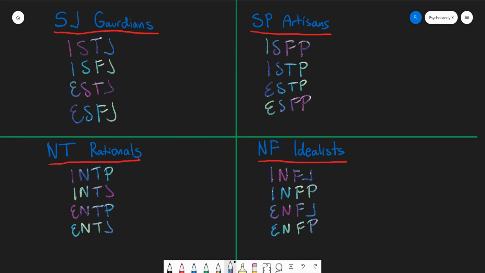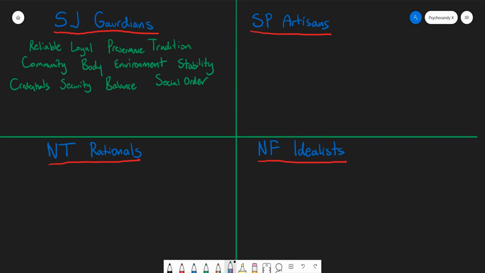And one of the big ones that, at least, I like to relate it to, is Lyman Frank Baum's Wizard of Oz. So in this video, I want to go over each temperament step by step, list some of the traits and attributes that I see and that I use, and relate it to one of the four main characters of The Wizard of Oz. So, hope you enjoy. Let's begin with the SJs, or the Guardians.